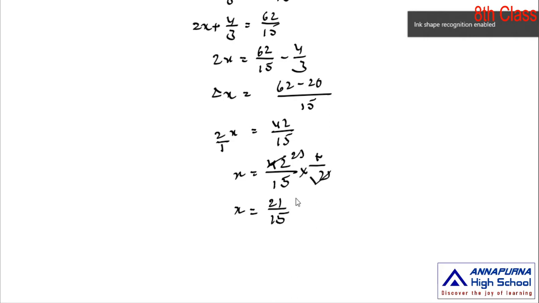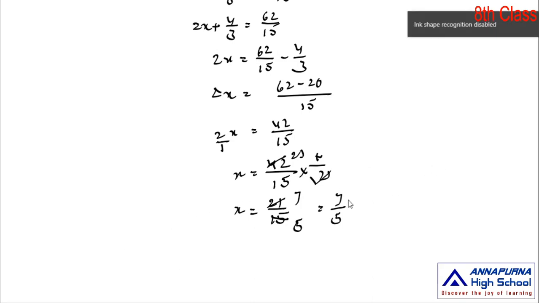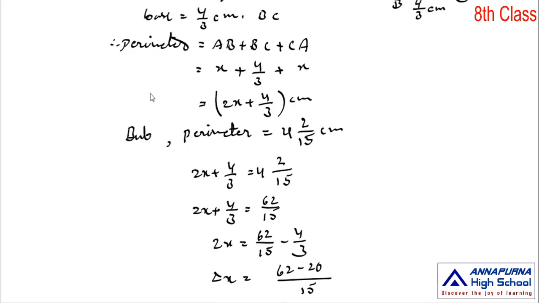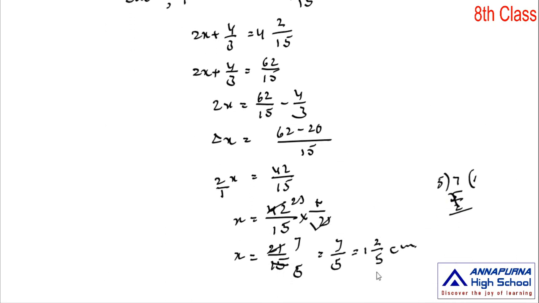X is equal to 21 by 15. When you simplify this, 7 times 3 times 5... it is equal to 7 by 5. When you change it into a mixed fraction, it is equal to 1 2 by 5. When you divide the numerator by the denominator, 5 ones are 5, the remainder is 2, so 1 2 by 5 centimeters. So what is x? The length of the equal sides, which we have taken as x centimeters, is equal to 1 2 by 5 centimeters. So this is the third one.